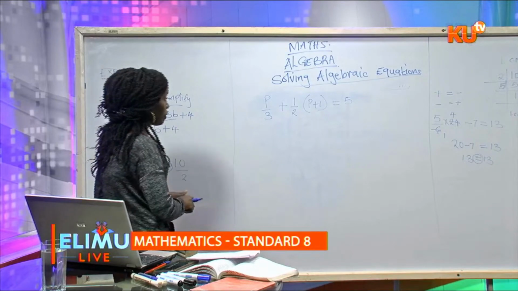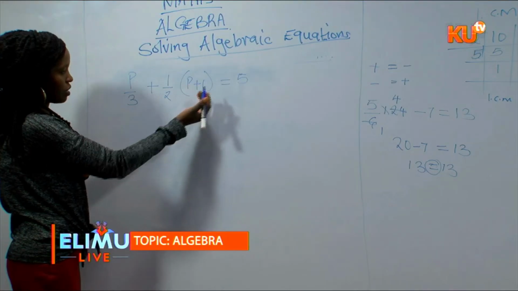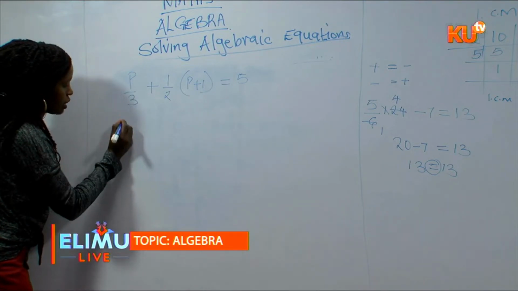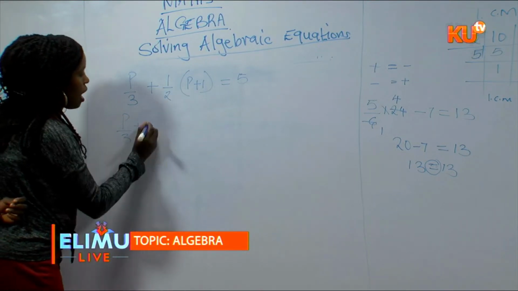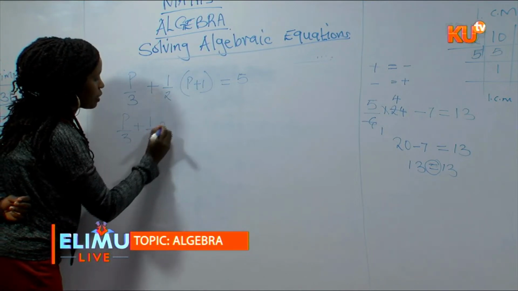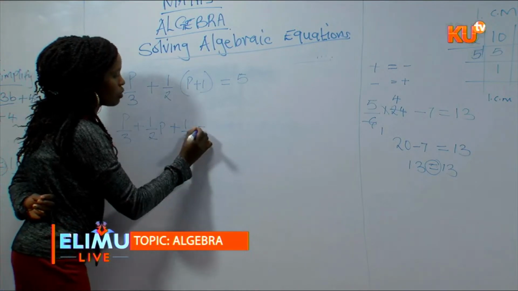To get the value of P, remember here we have a bracket in between, so we have to open up first so that we can be able to solve. So this is going to remain the way it is as P over 3 plus a half times P, we get a half P, plus a half times 1, we get a half, is equal to 5.